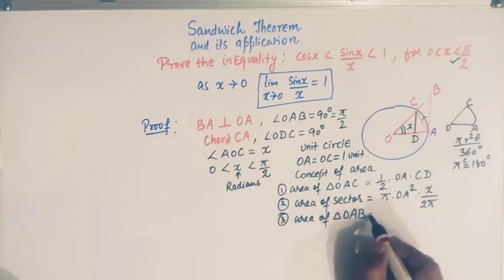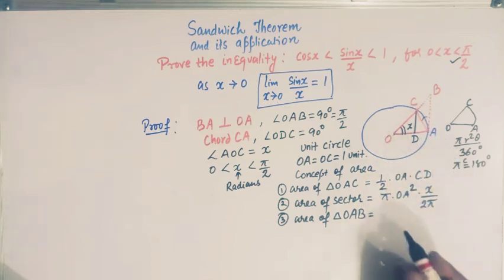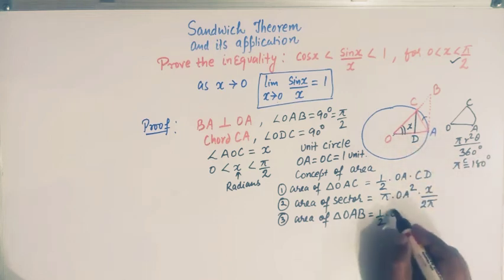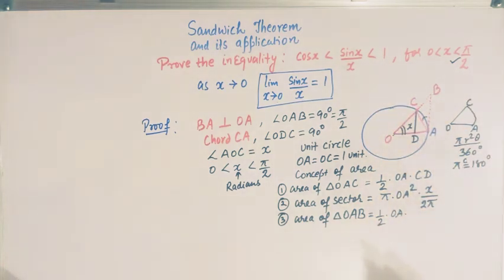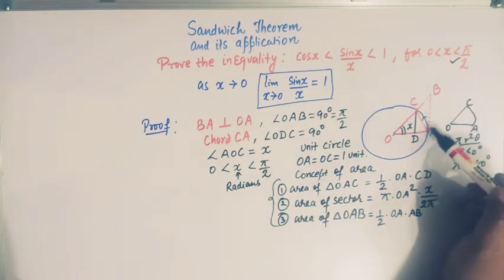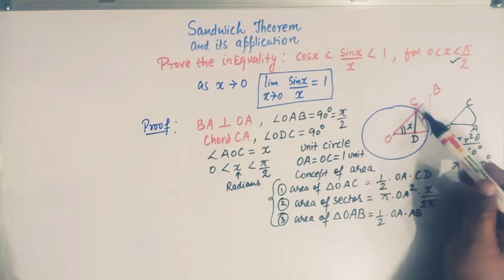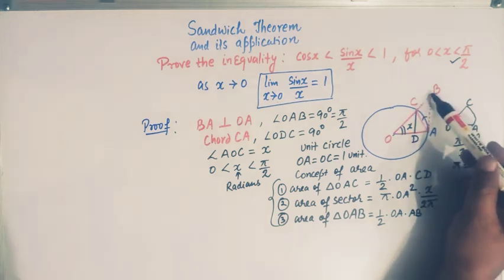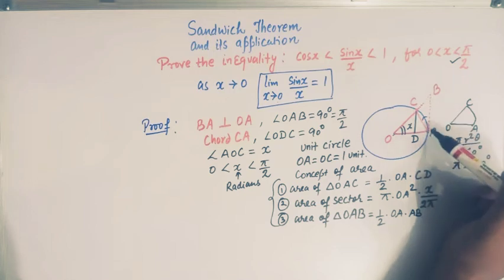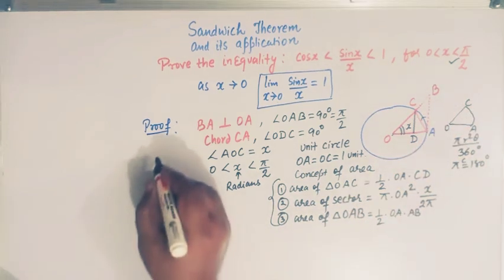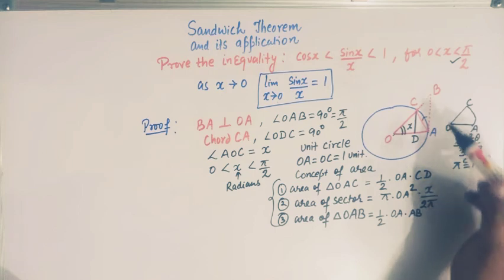And then we have to find the area of the triangle OAB. So the area of triangle OAB is again half base into altitude. So the base is OA and the altitude is AB, right? Okay, so viewers, here we have a unit circle. We have 2 points on the circumference, A and C. Then we have joined OC, OA. We extend OC to the point B, and we join B to A such that BA is perpendicular to OA, right?